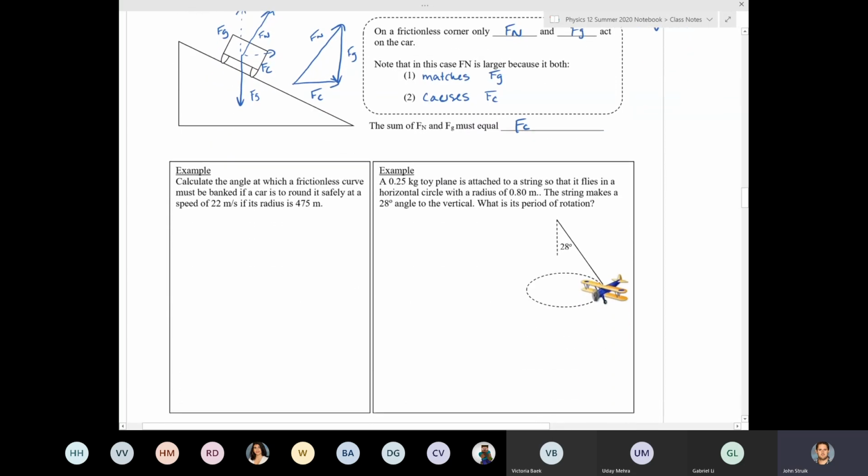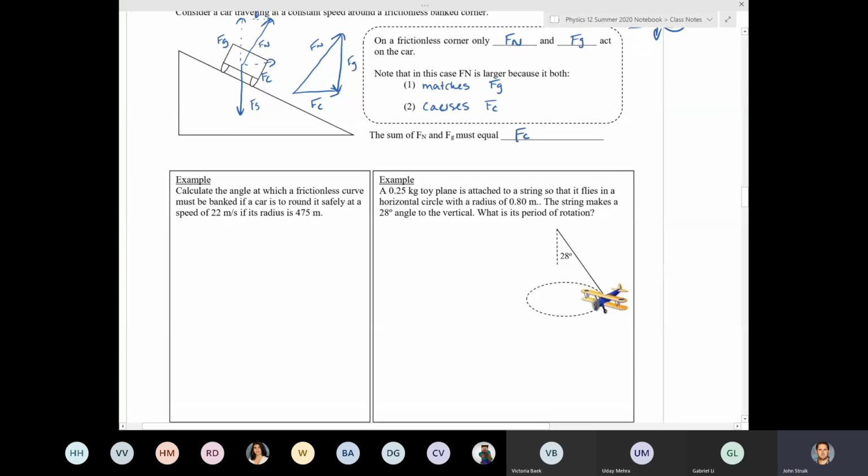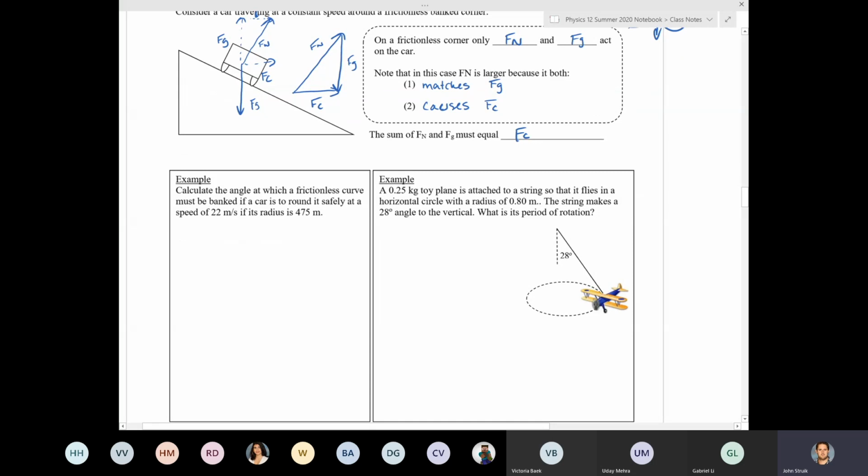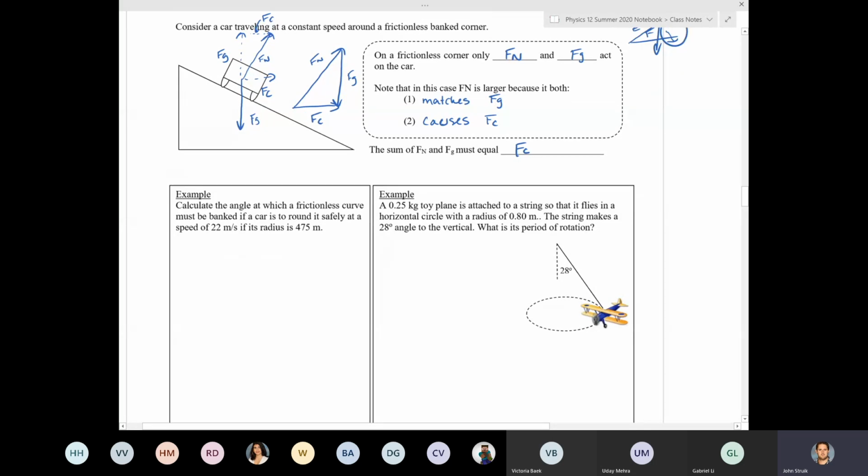Okay, so let's do a couple examples. Calculate the angle at which the frictionless curve must be banked if a car is to round it safely at a speed of 22 meters per second if its radius is 475 meters. So let's say it's banked this way. We have our FN, FG, and that is equal to our FC.